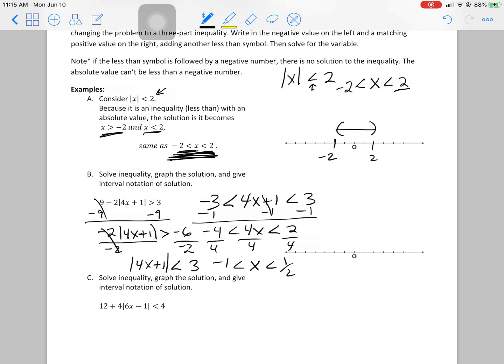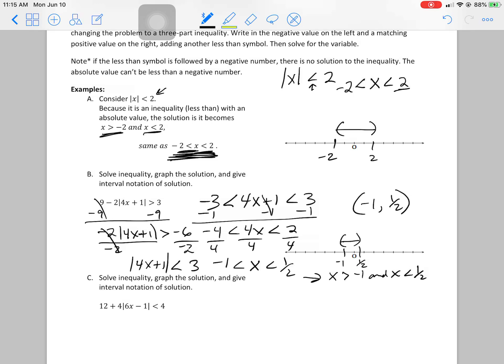Okay. And if I'm graphing that, x is greater than a negative 1 and x is less than a half. So negative 1 is here, a positive 1/2 is right there. And if it's greater than a negative 1 but less than a half, you're like that. So negative 1.5. These are items that you can put in for x, and you end up with an absolute value between a negative 3 and a 3, which would make this true.